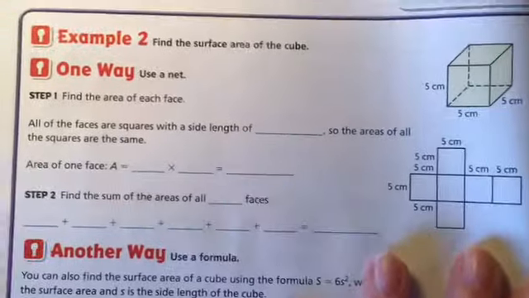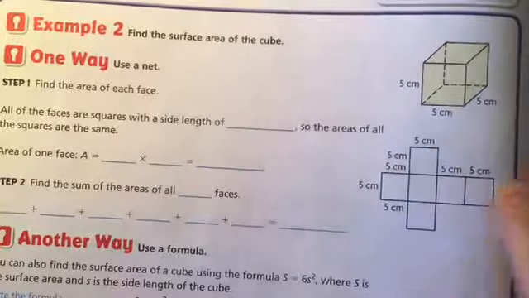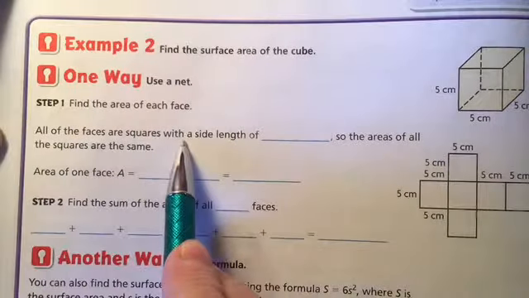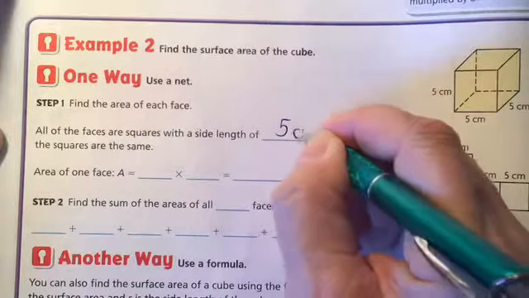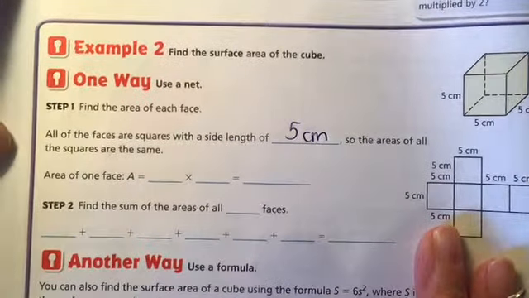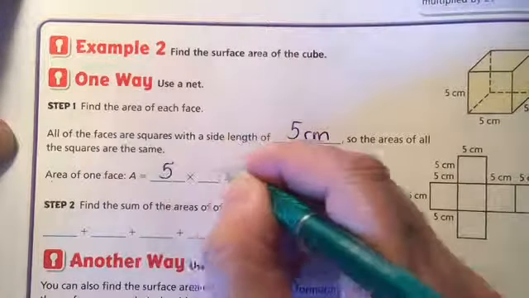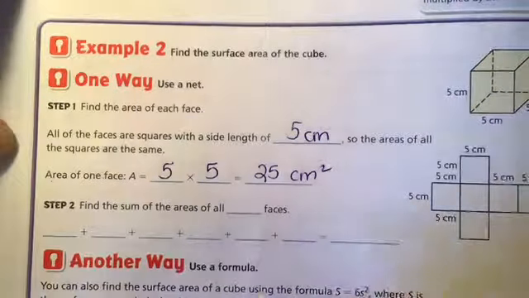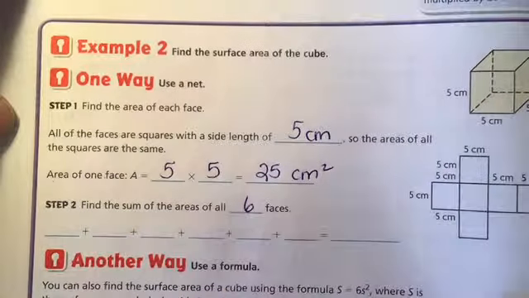So if I want to find the surface area of this cube, really all I have to do is find the area of one square and then multiply it by 6, since I have 6 of them. All right, so all the faces are squares with a side length of 5 centimeters. So the areas of all the squares are the same. So the area of one face is going to be 5 times 5, which is 25 centimeters squared. And then find the sum of the areas of all 6 faces.